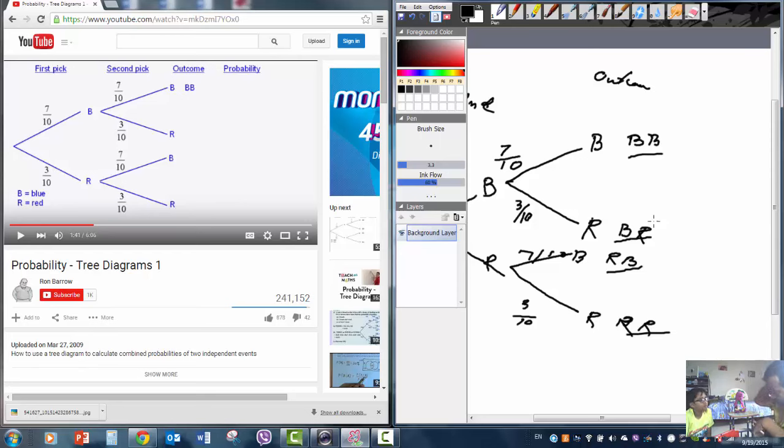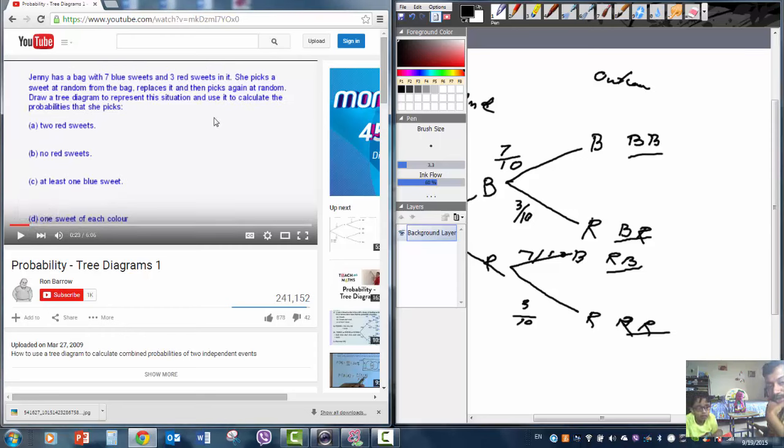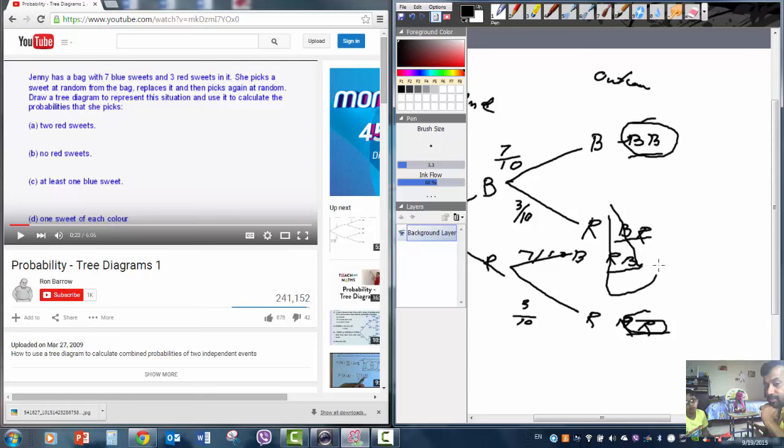No, it's not. There's a difference. It's red picked up first, then blue, versus blue picked up first. Did you see the question here? Calculate the probability that she picks two red sweets. Here are the two red sweets. Calculate the probability that there are no red sweets. Here there are no red sweets. So at least one blue sweet is here, and also here. One sweet of each color is here.